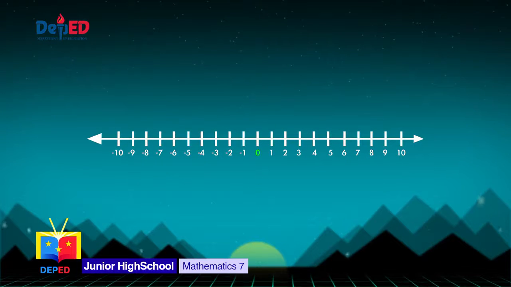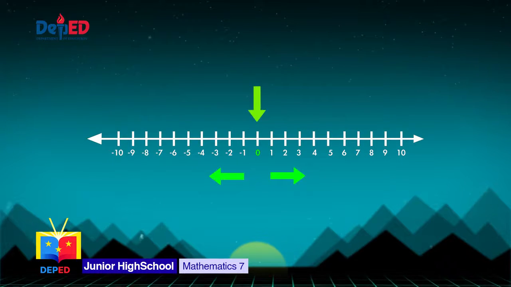Take a look at this number line. This number line contains negative numbers, zero, and positive numbers. These signed numbers are known as the integers. The negative integers are located on the left side of the number line, which means that the value of negative integers are less than 0. These integers are the opposite of the positive integers.